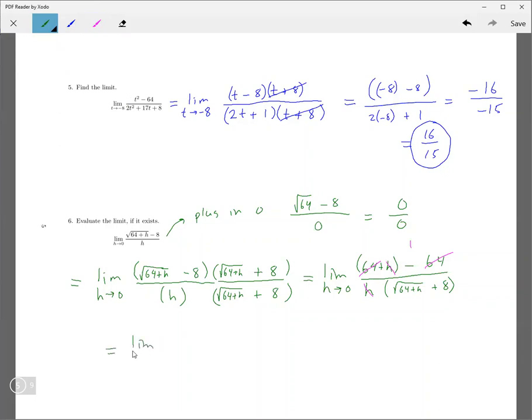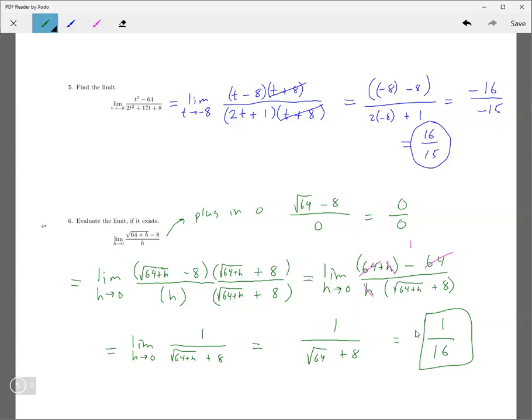So what you've got is the limit as h approaches 0 of 1 over the square root of 64 plus h, plus 8. And so then here you can plug a 0 in. That's 1 over 16, since the square root of 64 is 8, and 8 plus 8 is 16. So 1 over 16 is the answer.